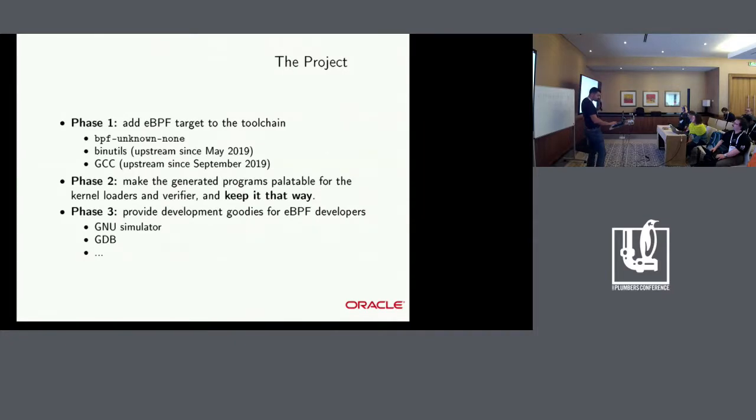So the project itself that we started a few months ago, basically the first phase, which is done, was to add BPF support to the toolchain itself. So we introduced a new GNU triplet, which is bpf-unknown-none, in BFD, ELF headers in binutils and whatnot. Then we made a first port of binutils, meaning supporting the assembler opcodes, this assembler, and this was upstream already in May 2019.